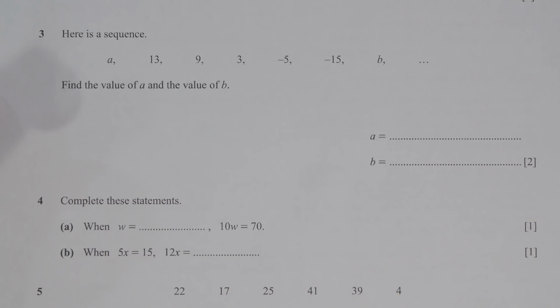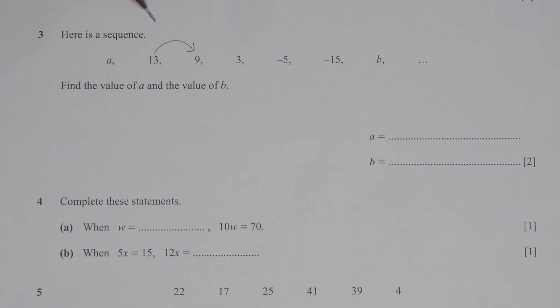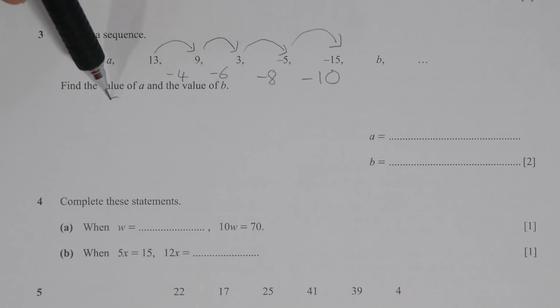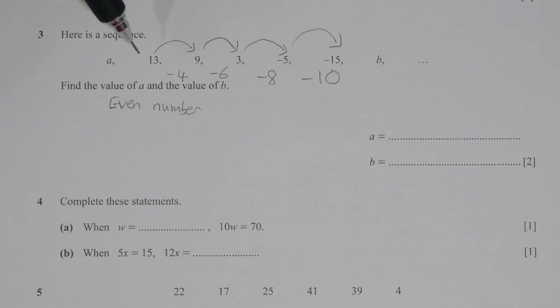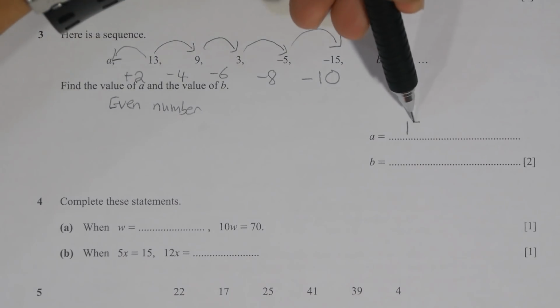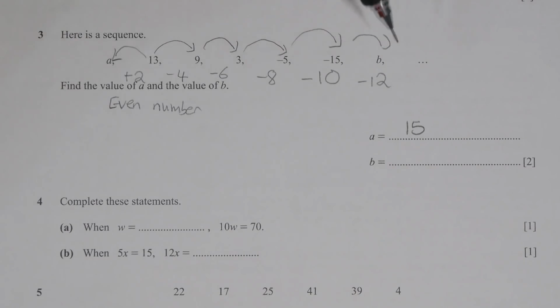Whereas for question 3, this is a sequence, and the differences are actually negative 4, negative 6, negative 8, negative 10, and negative 12. Which means for you to get to sequence A, you are required to add 2 into it instead, because from A to 13 is actually a minus 2 difference. Whereas for B, it will be 15 plus 12, then you get 27.